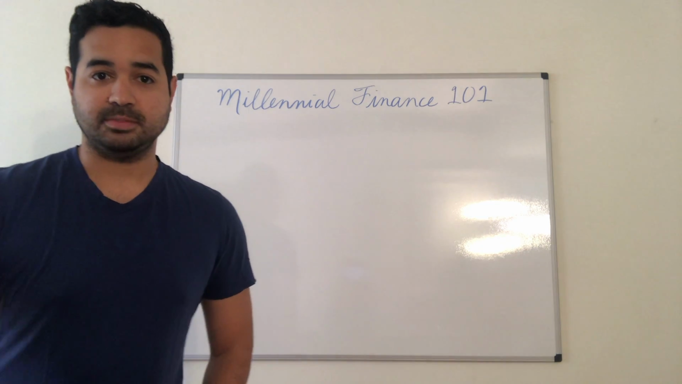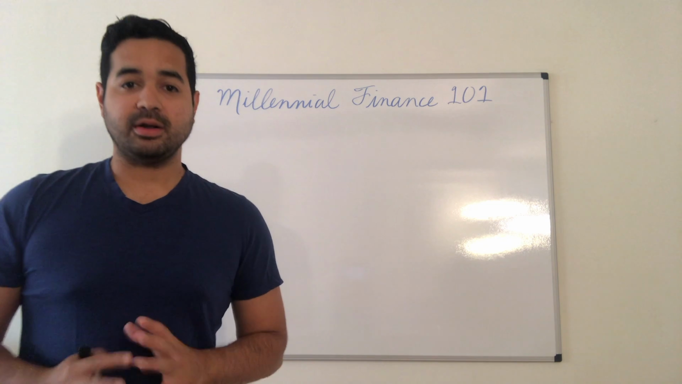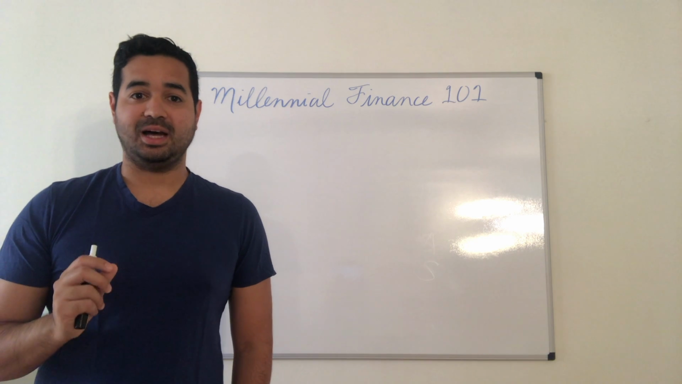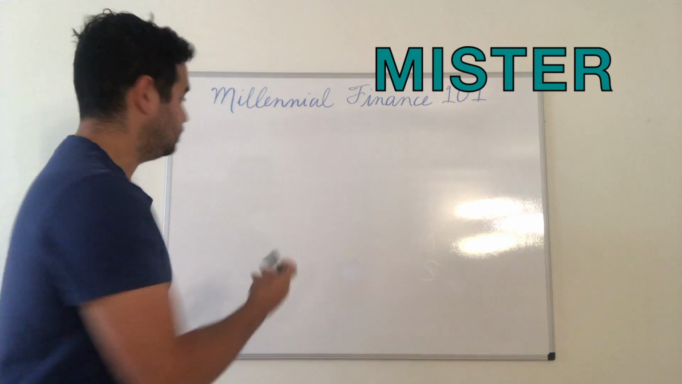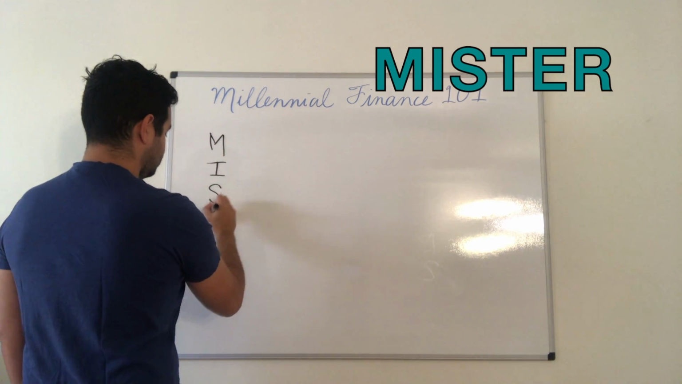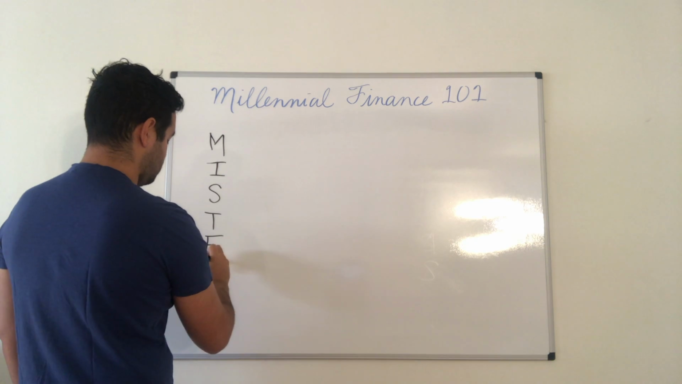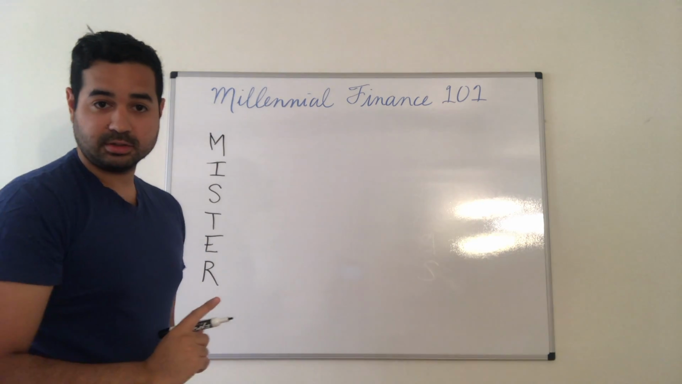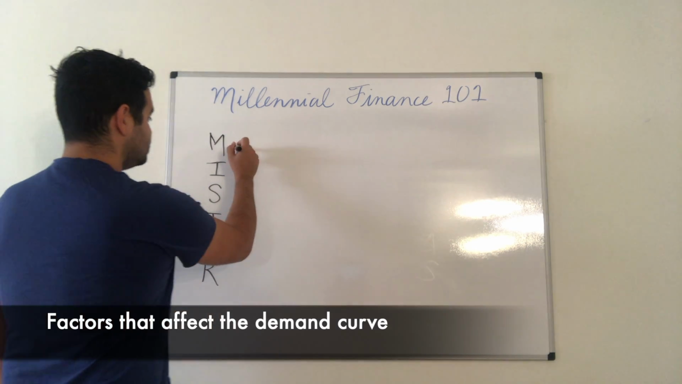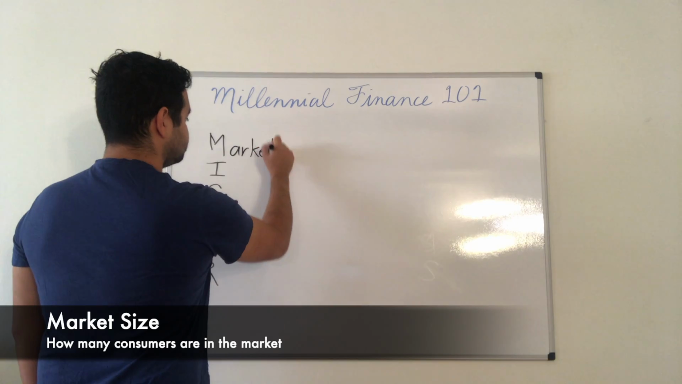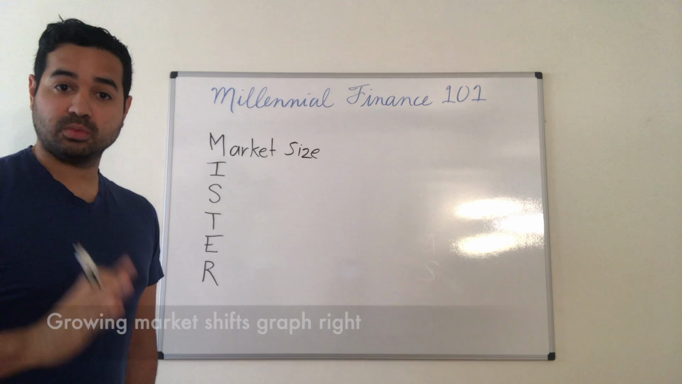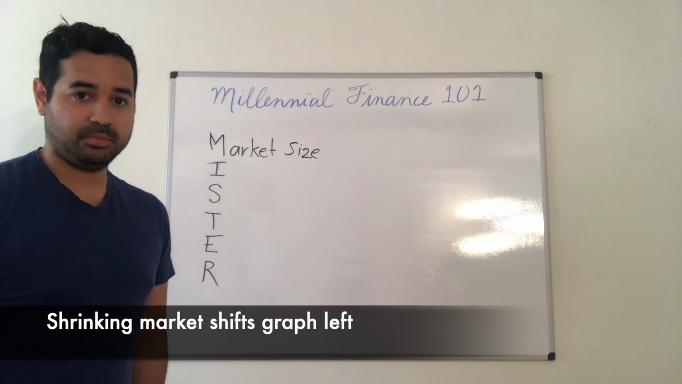The first thing we're going to end up doing now is trying to figure out what are the factors that affect demand. The easiest way to remember is an acronym, MISTER. So MR is the easiest way to remember the factors that affect the demand curve. The M stands for market size. Basically, how big the market is. If it's growing, if it's shrinking, that will both affect demand.